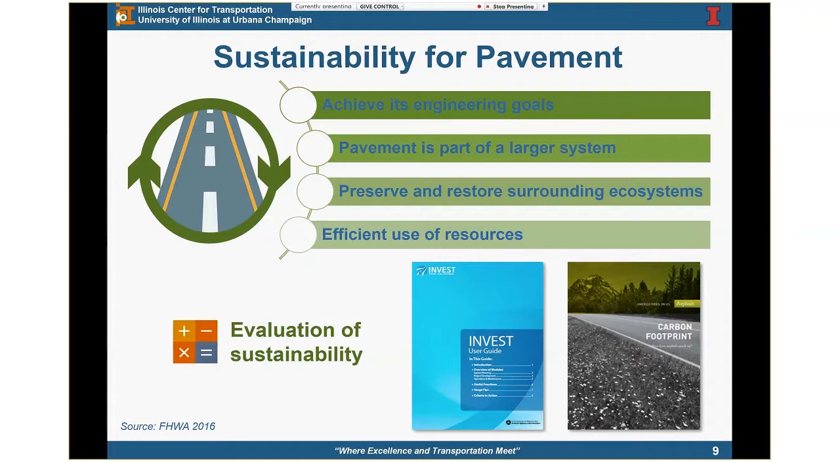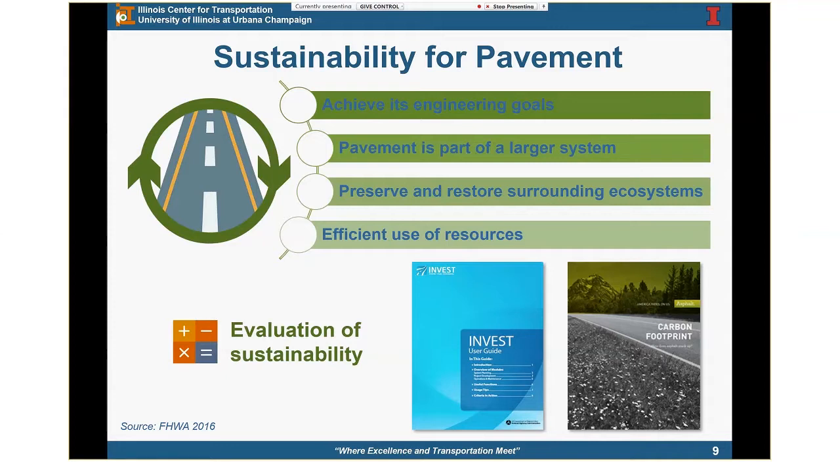Accordingly, there are two ways to look at this in general. The first way is to look at it using a program like INVEST, which was developed by the Federal Highway Administration, or the carbon footprint. What's unique about this program is that it will give you the big picture about what's the impact on the environment. So it's a qualitative program. The one that we will be talking about today is more the life cycle assessment, which is a quantitative impact on the environment.